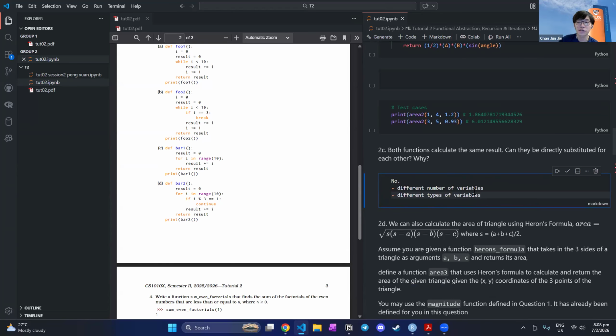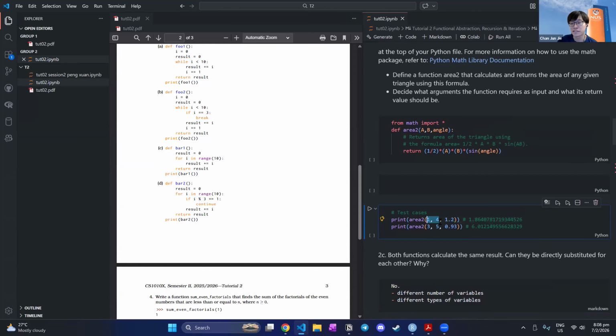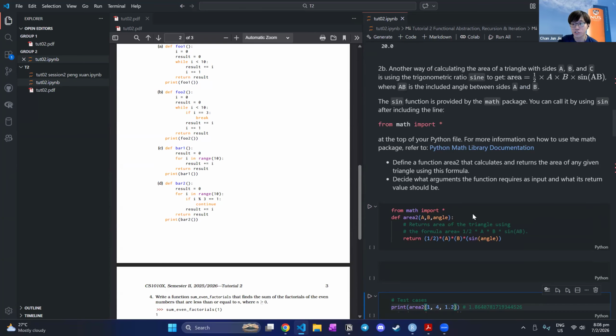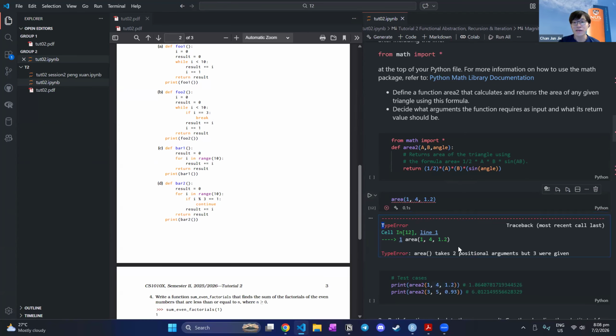So basically, yeah, you cannot directly substitute them. Not only is it because they take a different number of variables. If you were to pass the same two variables for area 2 to the area 1 function, it's not going to work. You're going to get a type error because area 1 is only defined to take two positional arguments. So if you give any extra arguments, it's not going to be accepted.